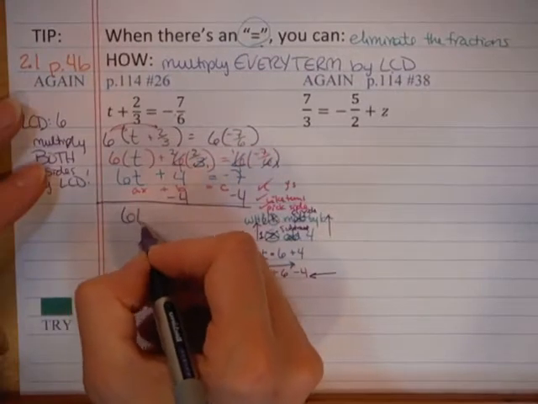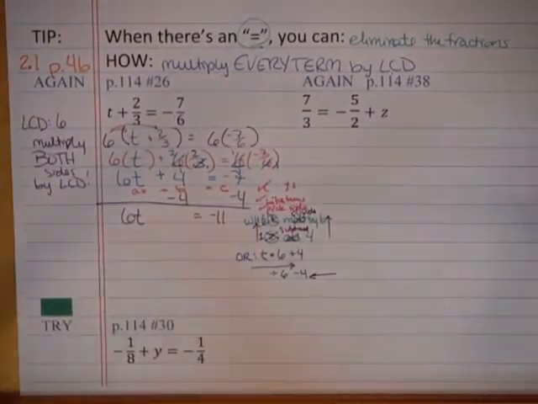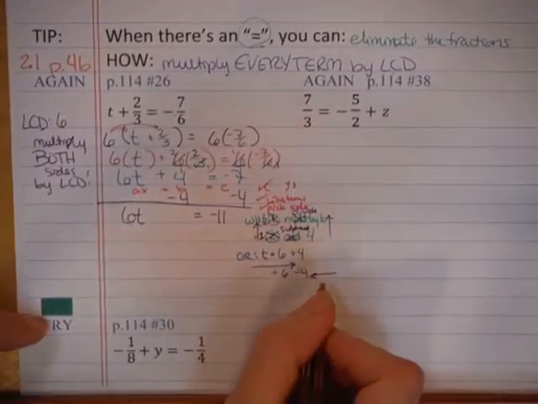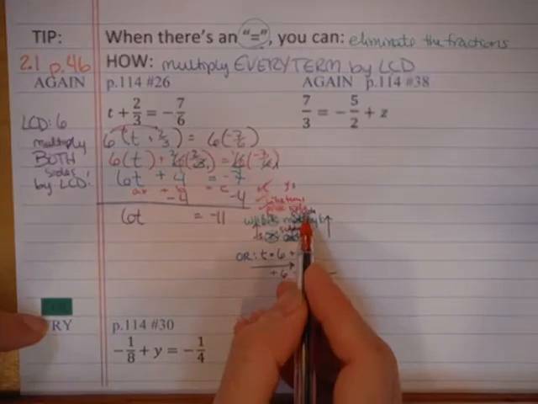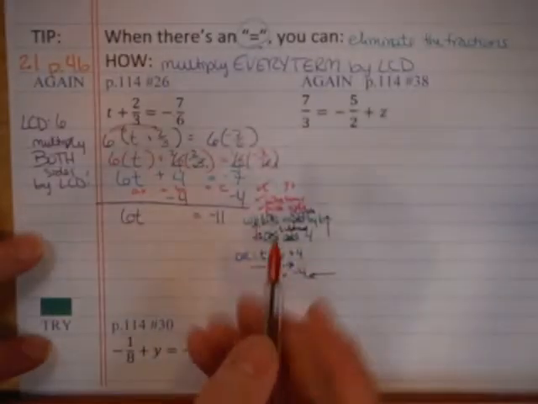That leaves me with 6t is equal to negative 11. Negative 7 minus 4 is negative 11. So we followed the first step. That's done. Now we do the next step. So going up the list here, divide by 6. That's what it says here too, as we go right to left, divide by 6.